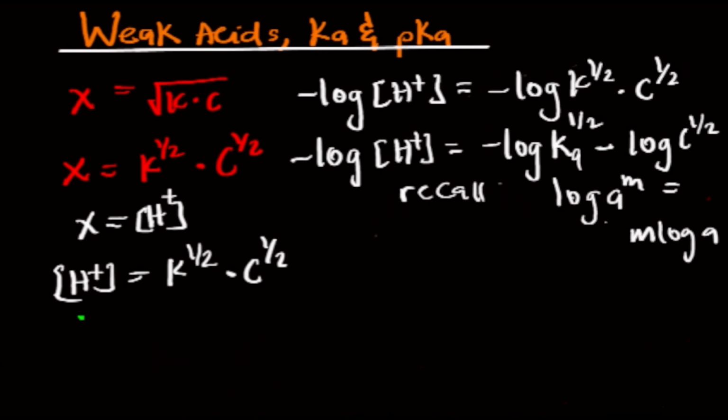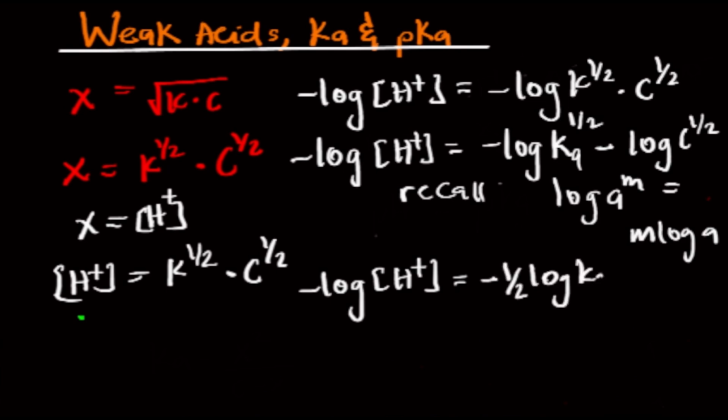Look at this. If I recall, I'm going to have the negative logarithm of hydrogen ion concentration. Right? This is going to be equal to, I can bring down this 1 over 2, minus 1 over 2 log Ka, right? Then I'm going to have minus 1 over 2 log C. That's what I'm going to have.